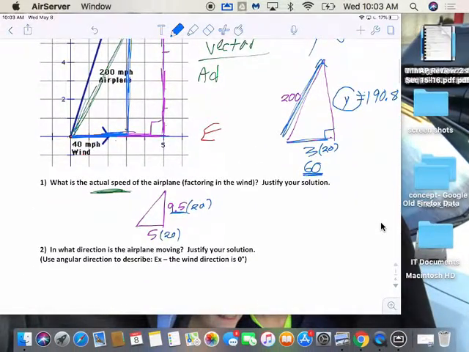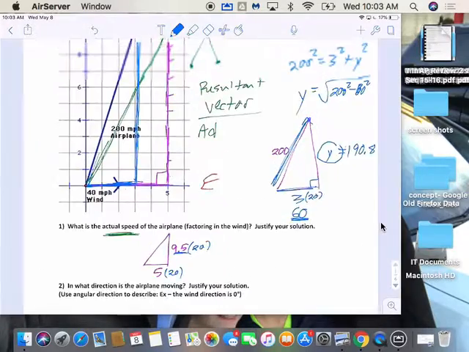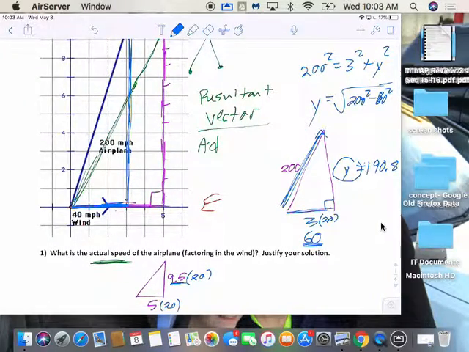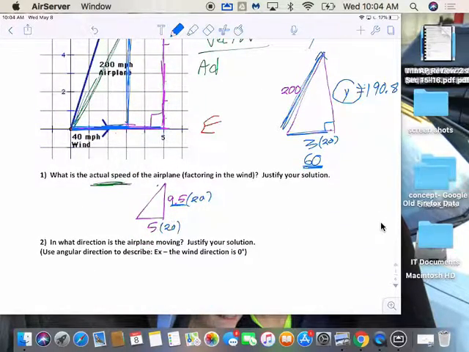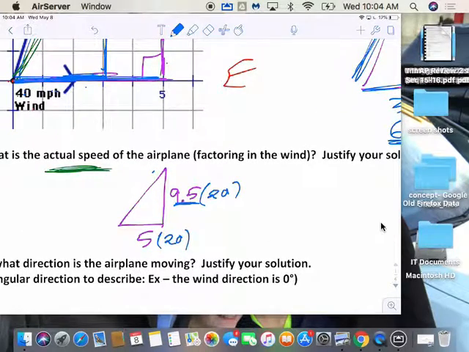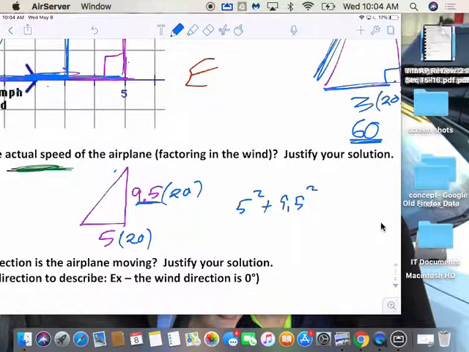So in that picture, the actual speed of the plane is just, you can do 5 units over and 9.5 up. We're going to find the hypotenuse, but then we just have to remember to multiply by 20, because each square represents 20 miles per hour. Okay, so 5 squared plus 9.5 squared. And then we'll square root it. And we'll get that distance up here, or that speed. I'm going to call it S instead.